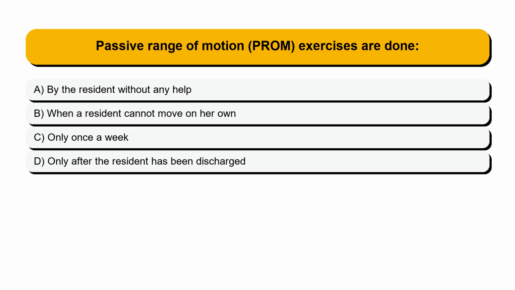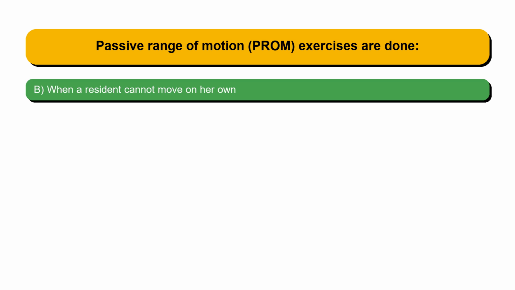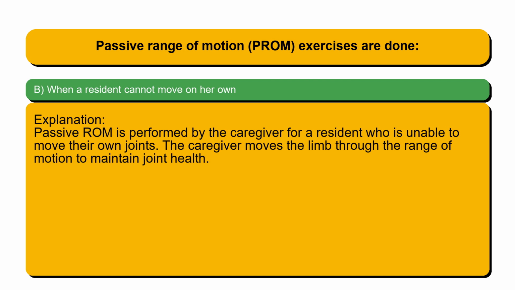Question 65. Passive range of motion, PROM, exercises are done: Option A. By the resident without any help. Option B. When a resident cannot move on her own. Option C. Only once a week. Option D. Only after the resident has been discharged. The correct answer is option B. When a resident cannot move on her own. Passive ROM is performed by the caregiver for a resident who is unable to move their own joints. The caregiver moves the limb through the range of motion to maintain joint health.